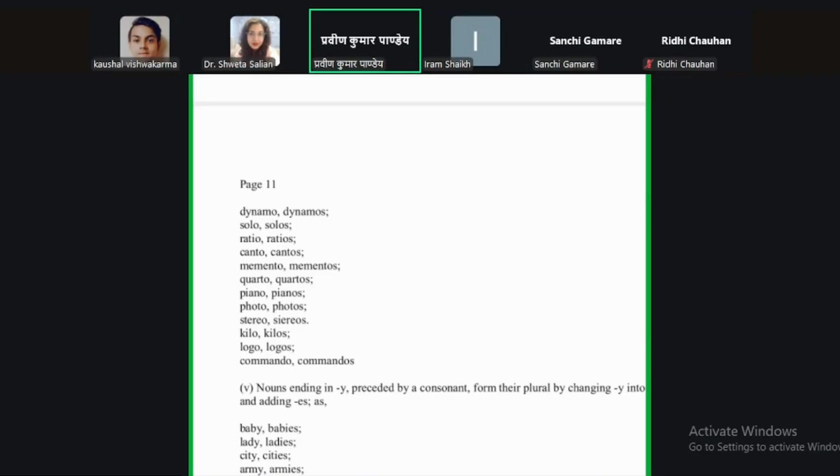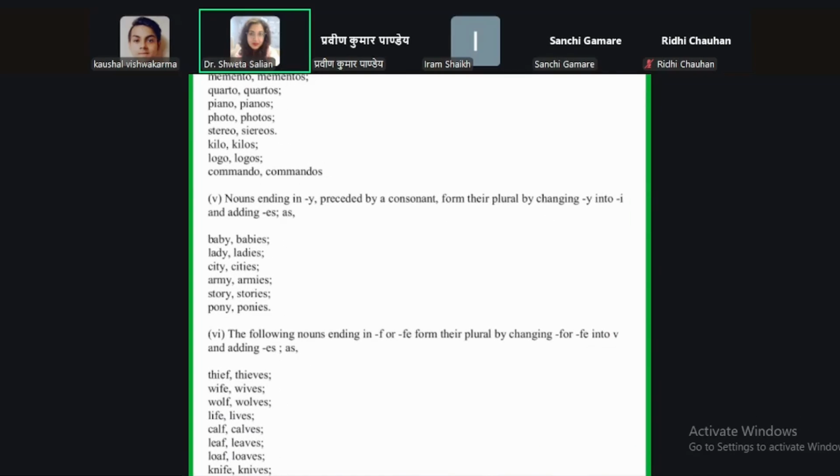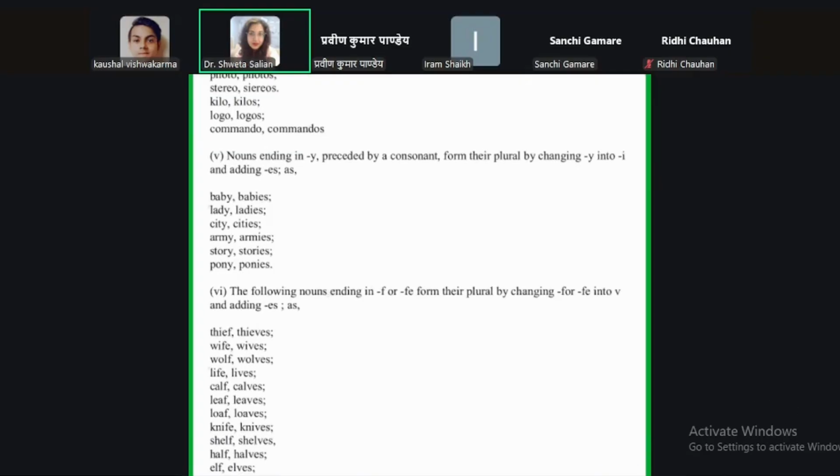A very common mistake I have seen is with the word memento. I have seen people adding ES to it, mementoes, just because it has an O as an ending. This one will not take an ES; it will take only an S. Then going down, nouns ending in Y preceded by a consonant, like BABY: B is a consonant and it ends in Y. It will take IES, so the Y changes into I.